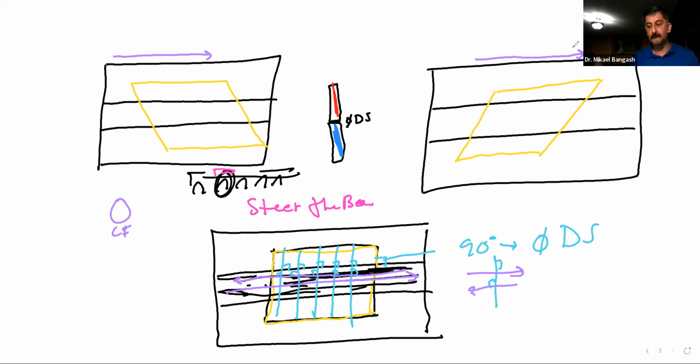Did that make sense? Okay. So over here, this is going to be, yes, okay, the angle between the beam and the direction of the blood flow.